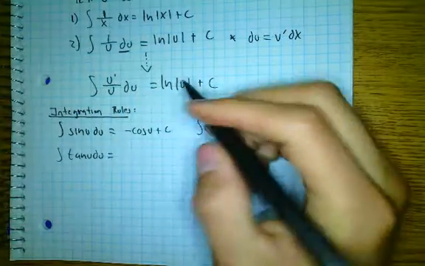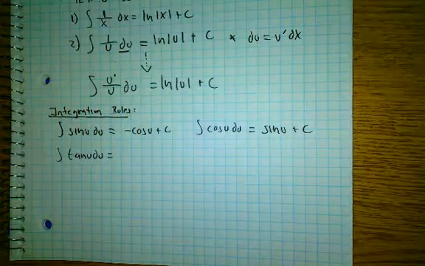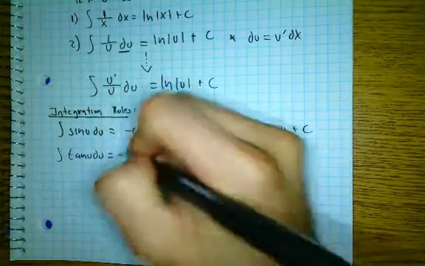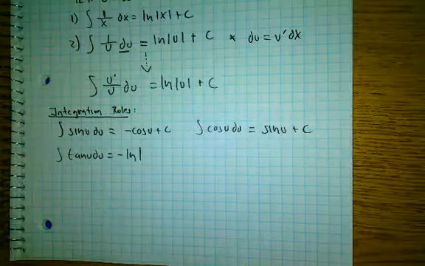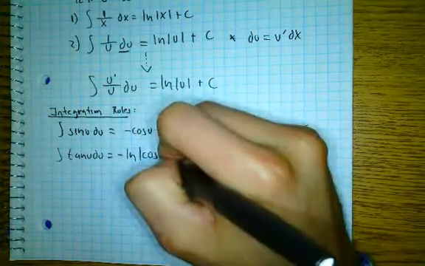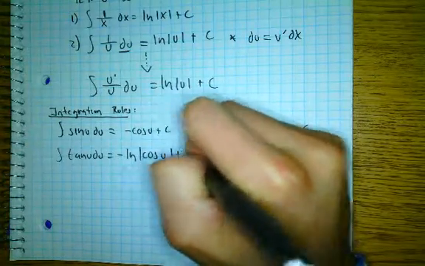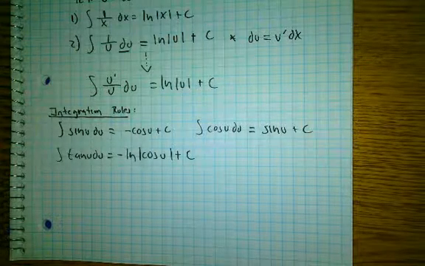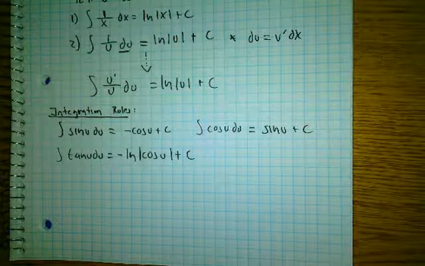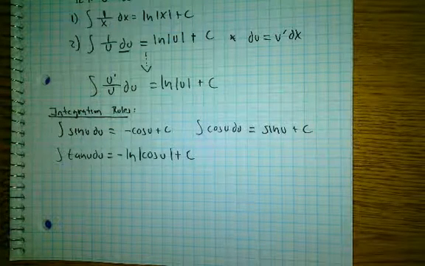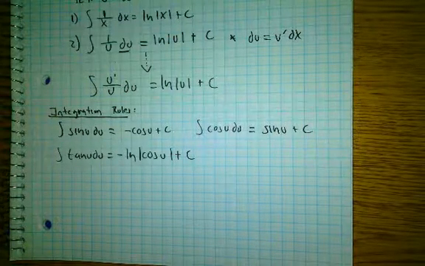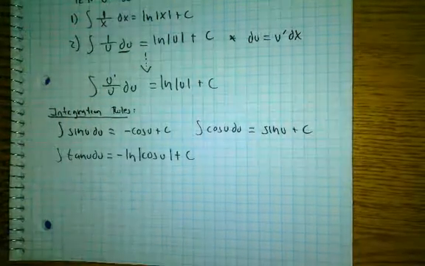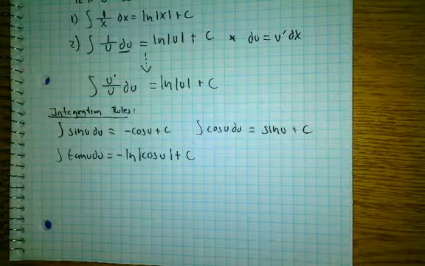Wait, can I try to guess? Sure. Negative natural log of the absolute value of cosine u plus c. Wow. Alright, so that one's brand new. Nothing you've seen before. It also says, or maybe say, ln absolute value secant x plus c. Let's just keep it as that one for our purposes. But sure, the internet is a wonderful tool.